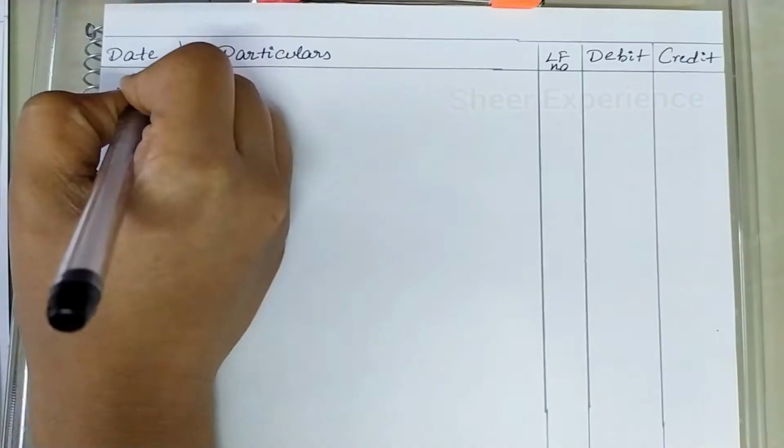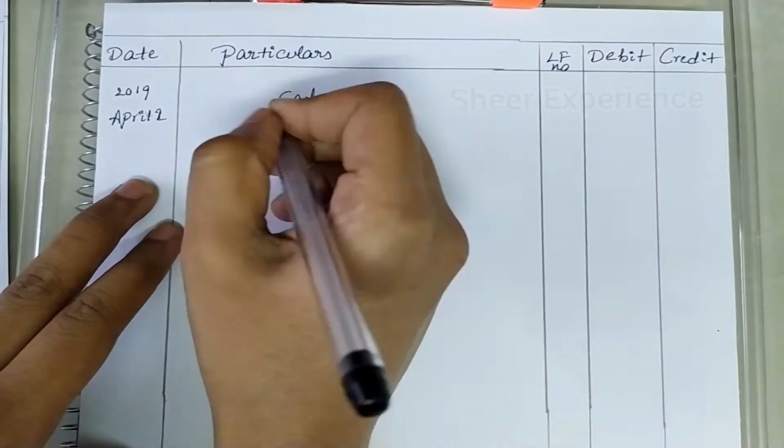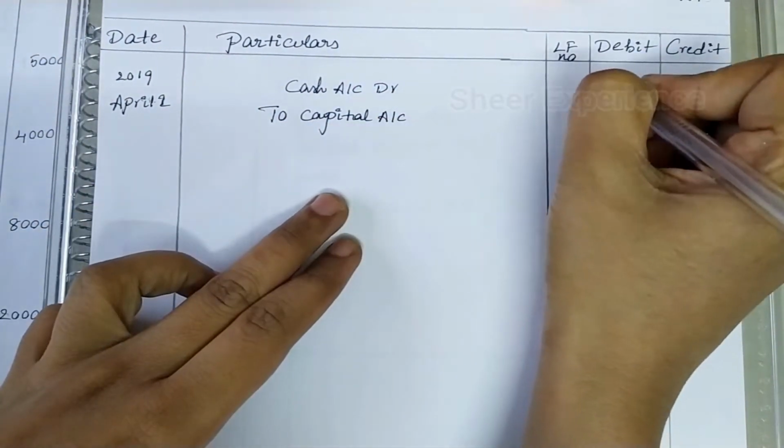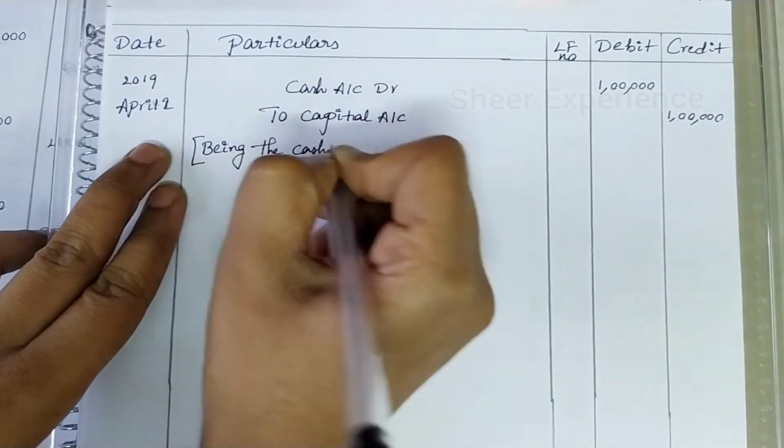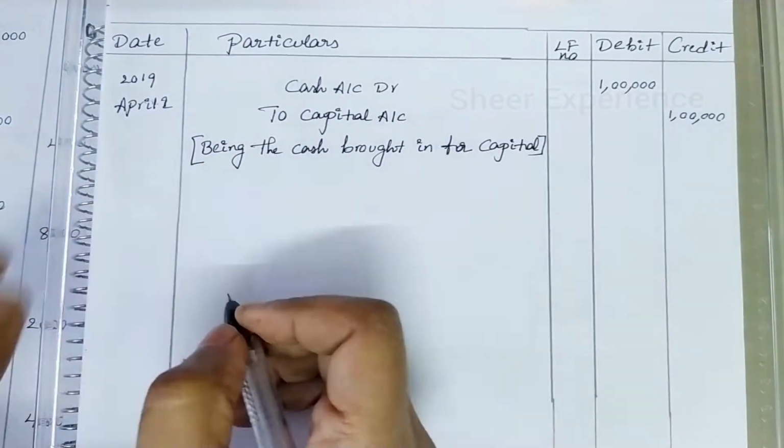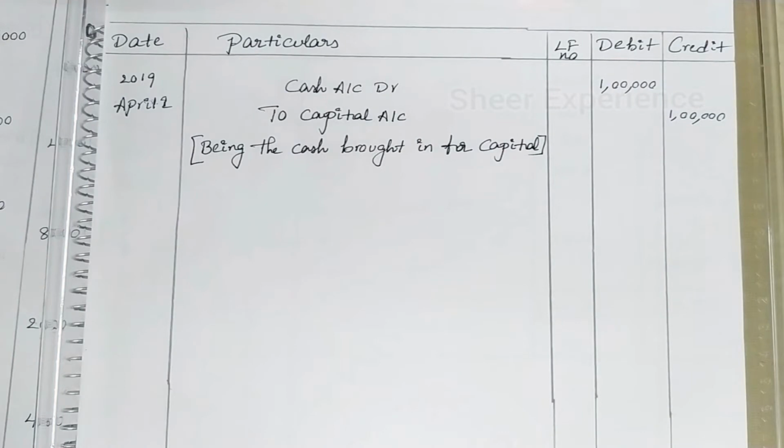The journal entry is cash account debtor to capital account. Cash is an asset. The rule is debit what comes in. So we are debiting cash account. And capital comes under personal account. So credit the giver. So we are crediting capital account.